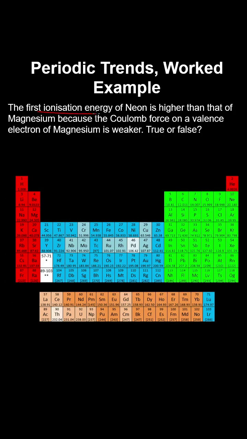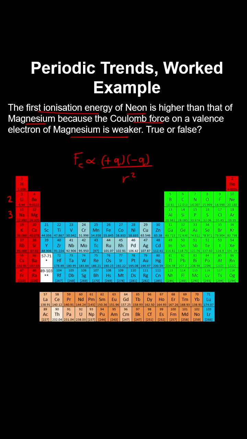The first ionization energy of neon is higher than that of magnesium because the Coulomb force on a valence electron of magnesium is weaker. True or false? Well, as we know, neon is at energy level 2 and magnesium is at energy level 3 in the periodic table. So given that magnesium has an additional shell and the Coulomb force is proportional to the charge of the nucleus times the charge of the electron, and inversely proportional to the squared distance between a valence electron and the nucleus.